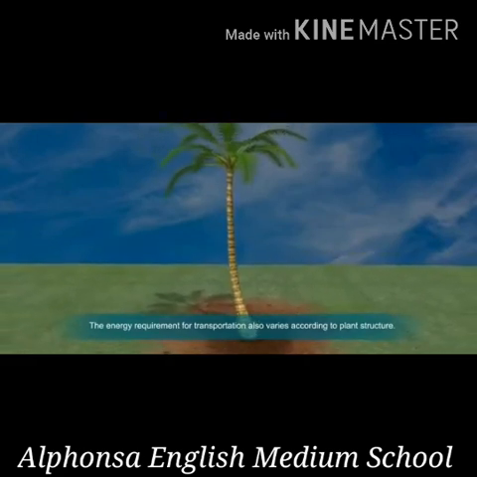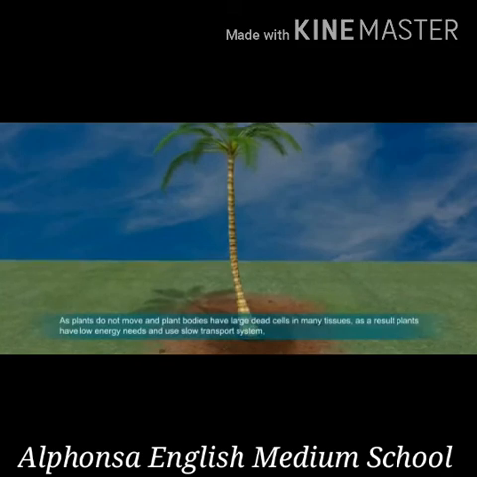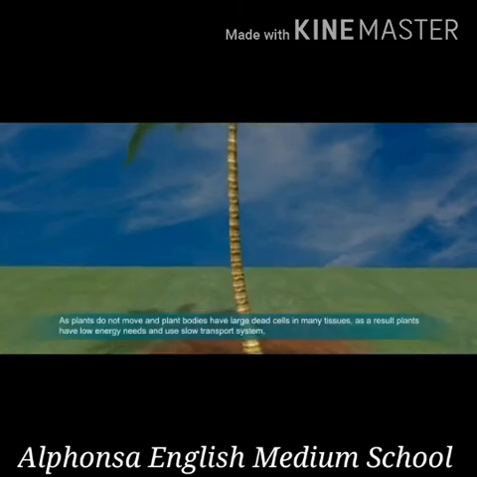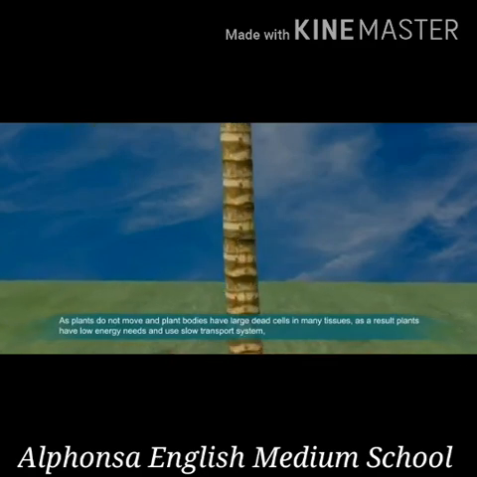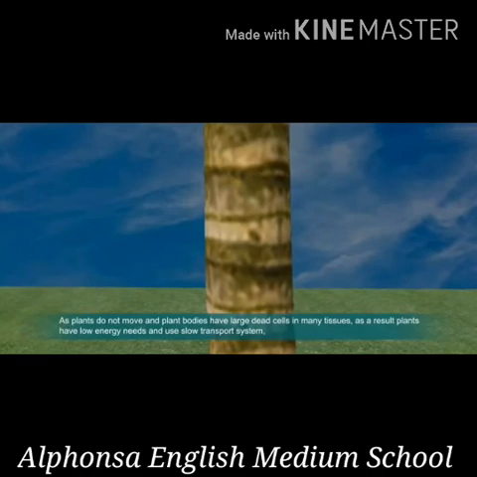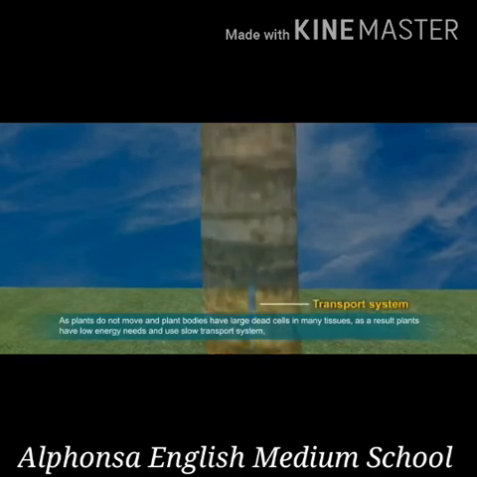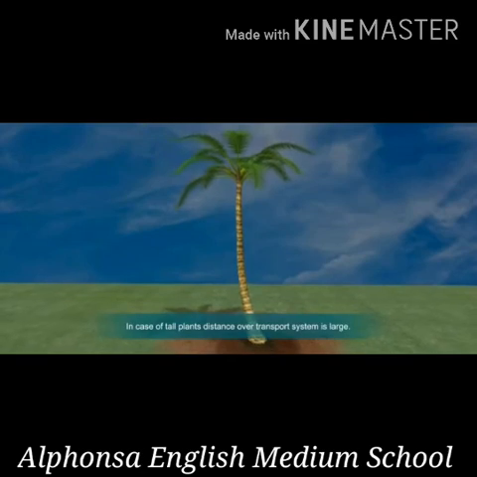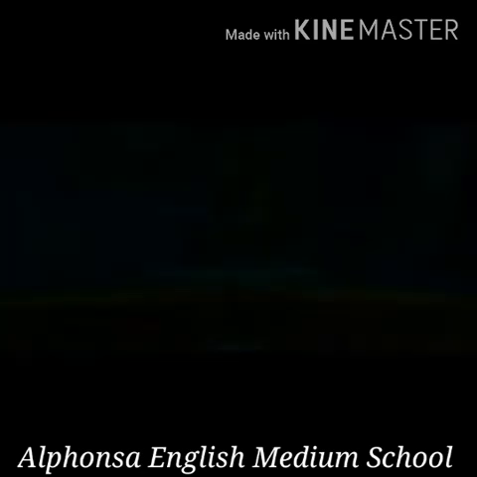The energy requirement for transportation also varies according to plant structure. As plants do not move and plant bodies have large dead cells in many tissues, plants have low energy needs and use a slow transport system. In the case of tall plants, the distance over which the transport system operates is large.